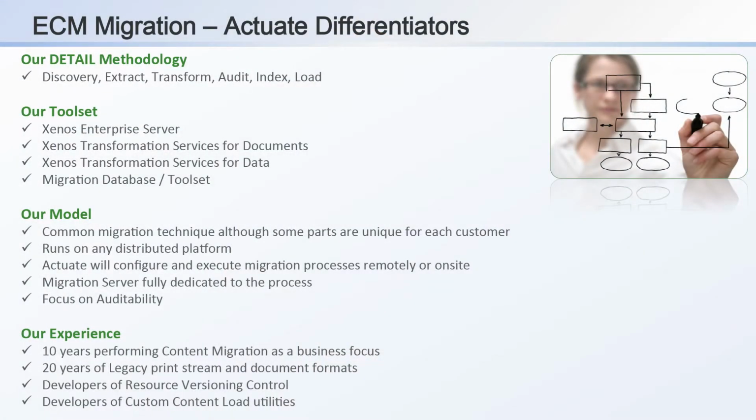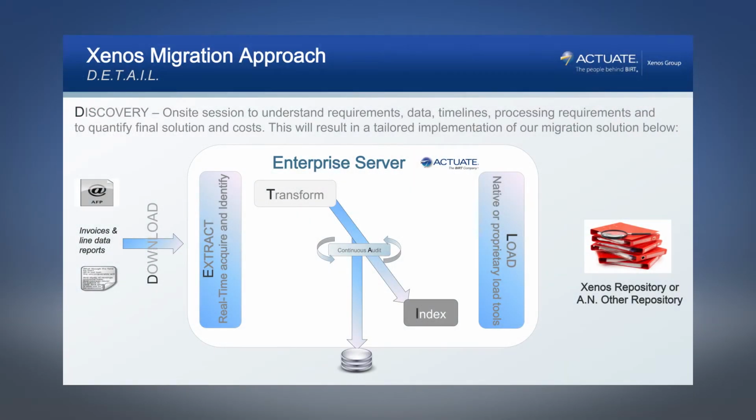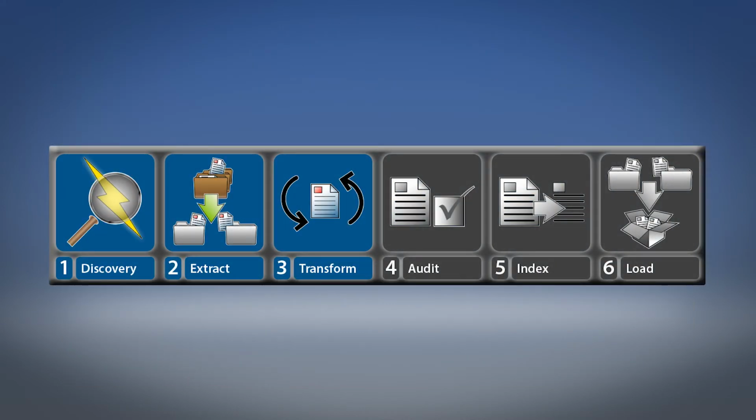First, let's take a look at our migration framework, called the Xenos Detail Methodology. After a discovery phase to understand the business requirements, we'll then execute 6 steps: download, extract, transform, audit, index, and load. As you can see, audit is a continuous process in all stages of our migration framework. Today, we will look at the first 3 steps in more detail.